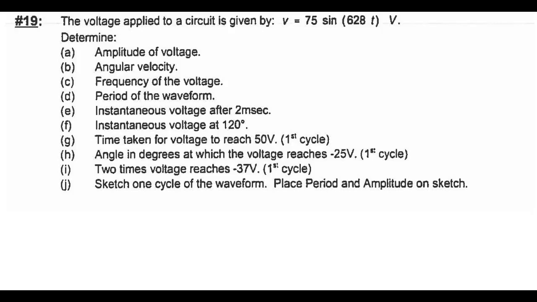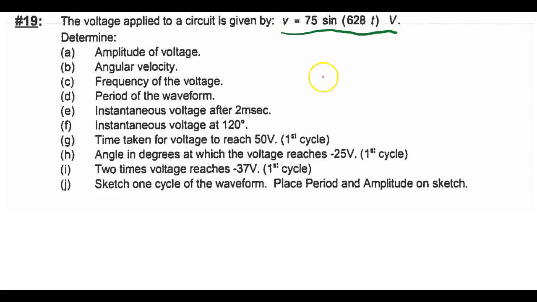This question is an AC question. Basically, we're going to analyze the sine wave equation for the source, shall we say, that's given. Now, if we have this equation, it represents a voltage source, which is described by 75 times sine of 628t. Before we make a sketch, we will talk about what that equation means.